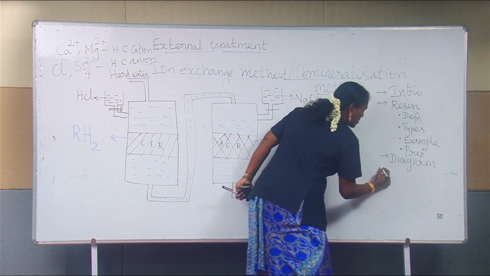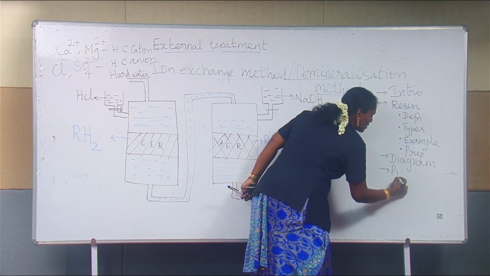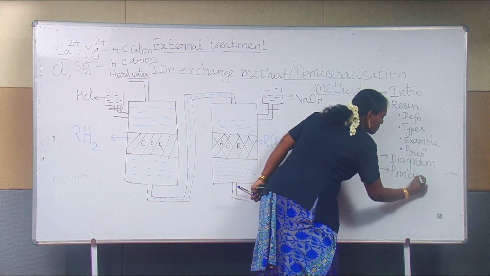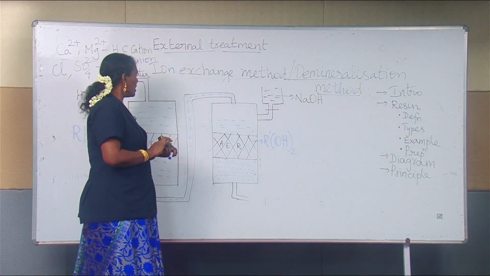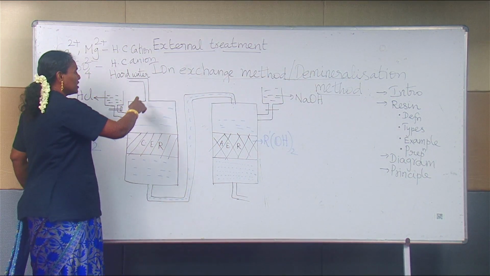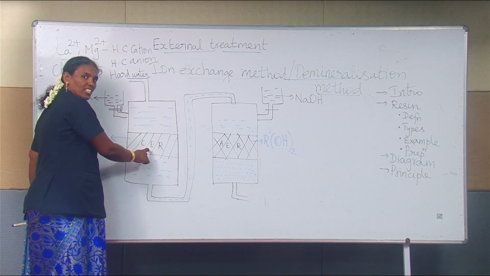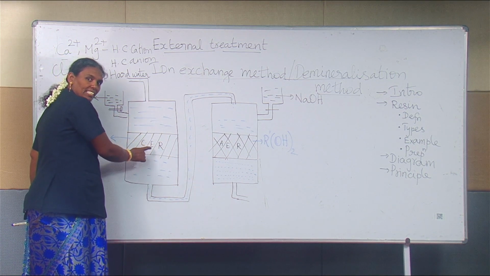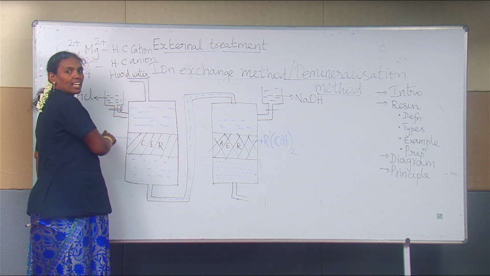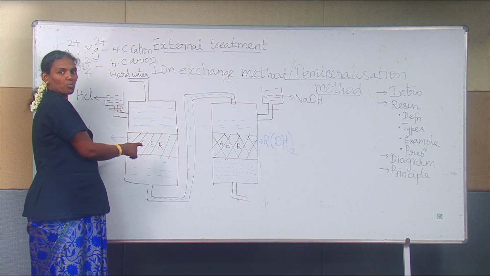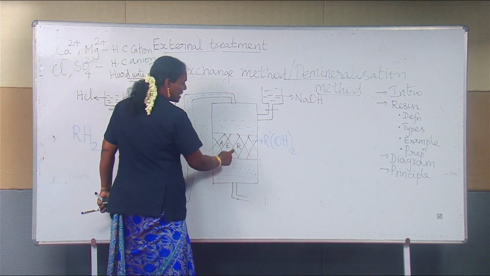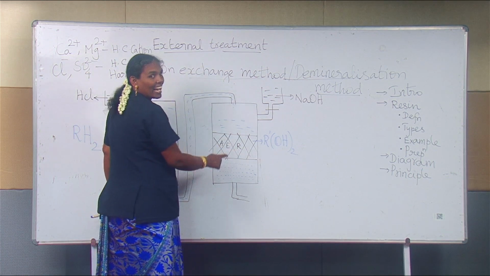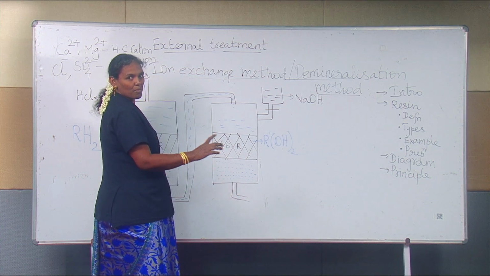After the diagram, what do we have to write? The principle. What is the principle here? That is raw water. When the hard water enters the cation exchange resin bed, this resin exchanges the Ca2+ ion and Mg2+ ion. Then the cation-free water enters the anion exchange resin. The anions are exchanged. That is the principle.